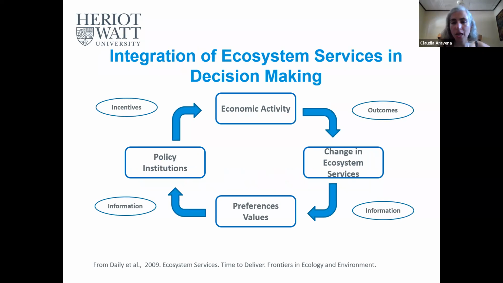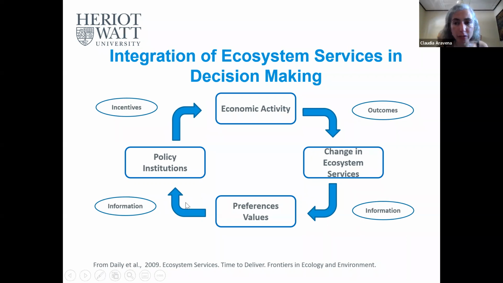And in most of my presentations, I always use this scheme, this diagram of Daly et al. 2009, in which you have economic activities. The economic activities have impacts, which are these outcomes. Those impacts will have an effect on ecosystem services, so there will be a change in ecosystem services. Those changes will give you information, okay, this is what's happening. And then you get to value those changes through the preferences of the people. So preferences and value are important here, and that will create very important information.